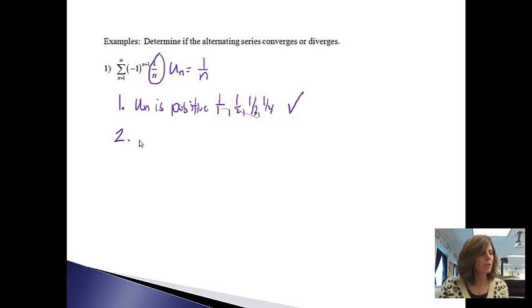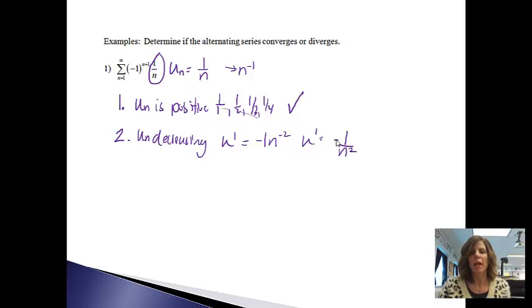Number 2, we need to make sure that u sub n is decreasing, and the way that we are going to do this is take u prime, the derivative of 1 over n. If you want to rewrite that as n to the negative 1, that would be negative 1 n to the negative 2, or we could rewrite that as negative 1 over n squared. And now if you look at this, if I square n, that will always be a positive number, but that negative is always going to be in the way, so u prime will always be negative, or I can put it will be less than or equal to 0. So that check is met.